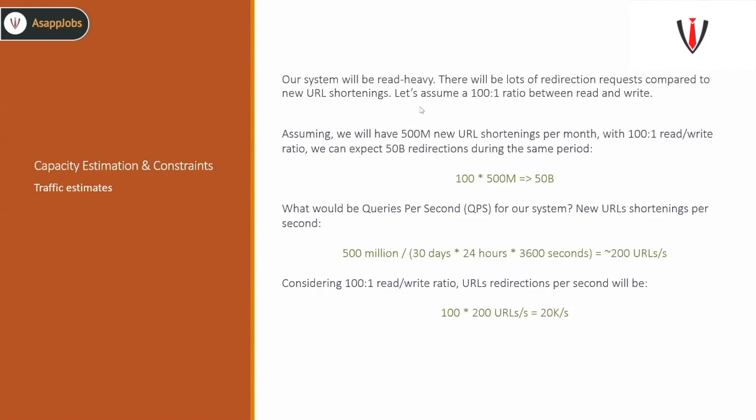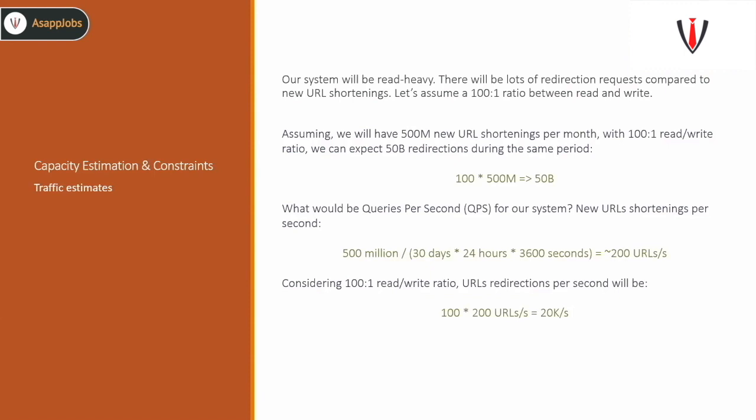So what we're going to assume is that there's a 100:1 ratio between read and write. And again, some random number out there, we say there are 500 million new URL shortenings per month. So what are the expected redirections we get? If there are 500 million registrations in a month, and we have a ratio of 100:1, that means 500 million into 100, which makes it 50 billion. So the number of redirections that we are looking for is 50 billion in a month. The number of registrations we are looking for is 500 million.